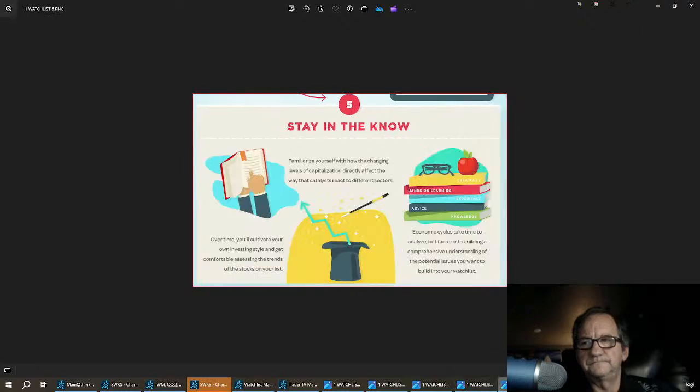And stay in the now. That's probably one of the most important: keep it simple and keep it clean, and then constantly go through that watch list and be in the now. And that's why you want to keep it small, keep it minimal.